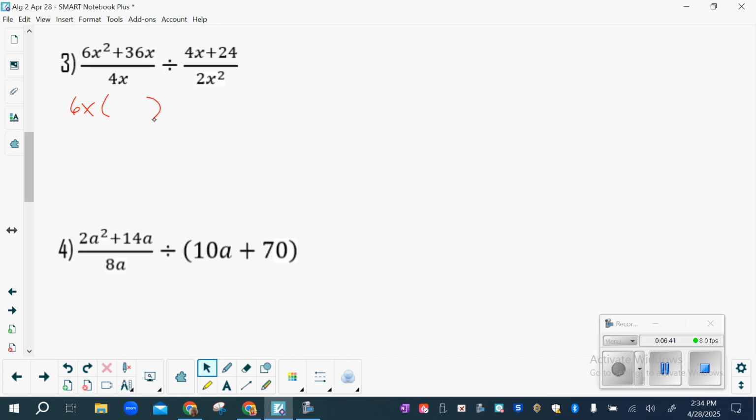So x plus 6, then over 4x, times the 2x squared goes on the top. How does the 4x plus 24 factor? Somebody besides Noah. How does that 4x plus 24 factor? You're taking 24 and dividing it by 4. 6. And so then, this one here, what cancels?